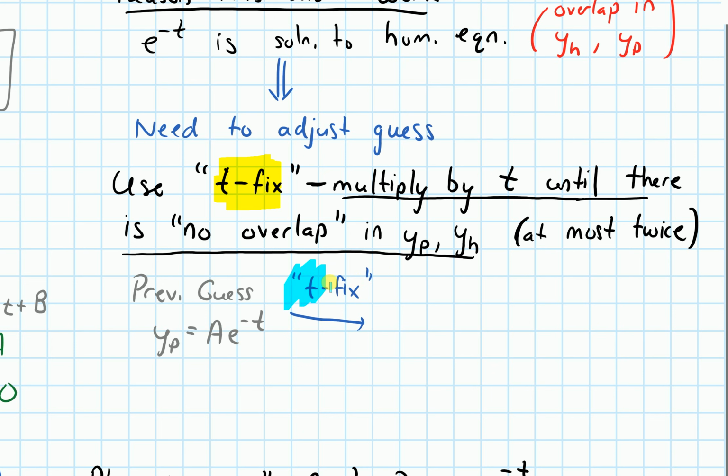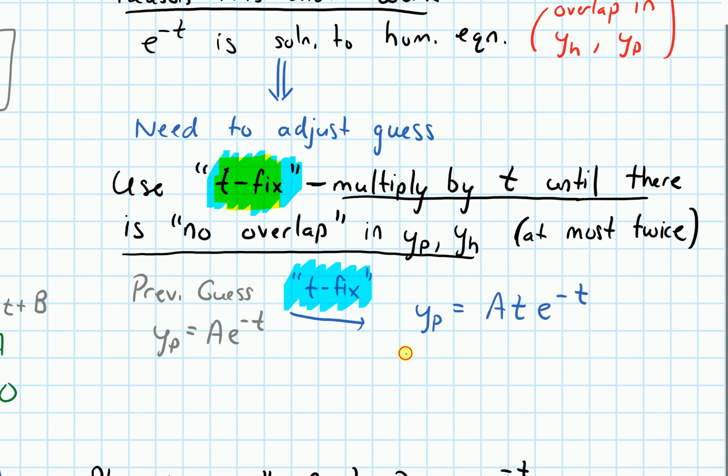In fact, maybe let's highlight this in a different color. T fix. Maybe let's also highlight this. Ooh, that's nice. Turning green. Okay, so t fix. Let's multiply it by t. So we get our new guess, y sub p, would be a times t e to the negative t. So that's our new guess.